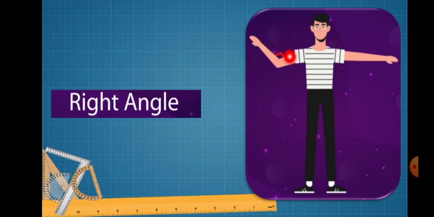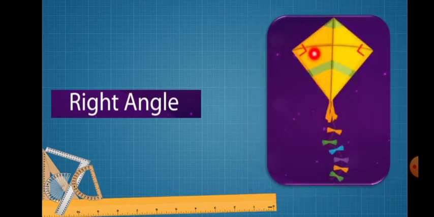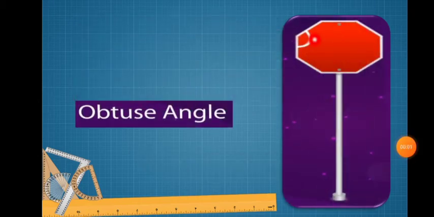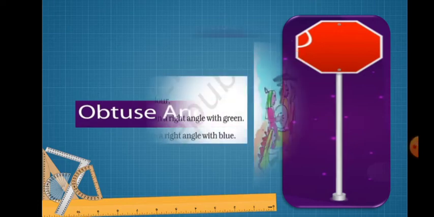The angle in the arms of the person is a right angle because it exactly equals 90 degrees. The angle in the kite is a right angle because it exactly equals 90 degrees. Then the angle in the spanner is an obtuse angle because it is more than 90 degrees but less than 180 degrees. Observe the angle in this name board, which is greater than 90 degrees but less than 180 degrees. So it is an obtuse angle.